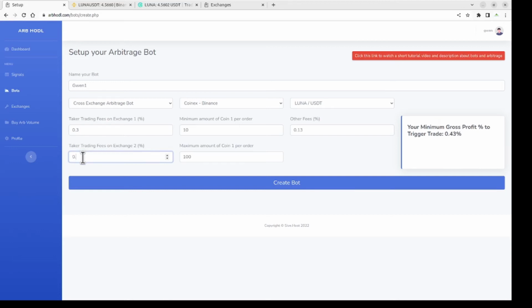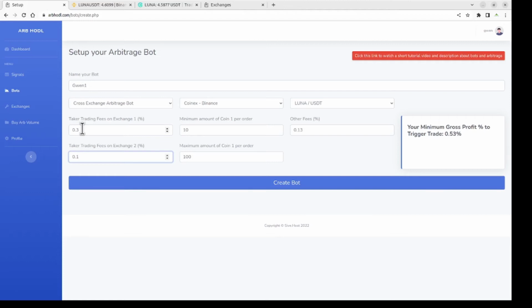Also, if you want to increase your amount of Luna or Coin 1 per arbitrage, you make these numbers a bit more. Let us say you add 1% onto the taker fees of Exchange 1 to 1.3%. Then you will make an extra 1% of Luna per trade. Just make sure you do not price yourself out of the market by reducing your other fees by the same amount you added on the taker trading fees.